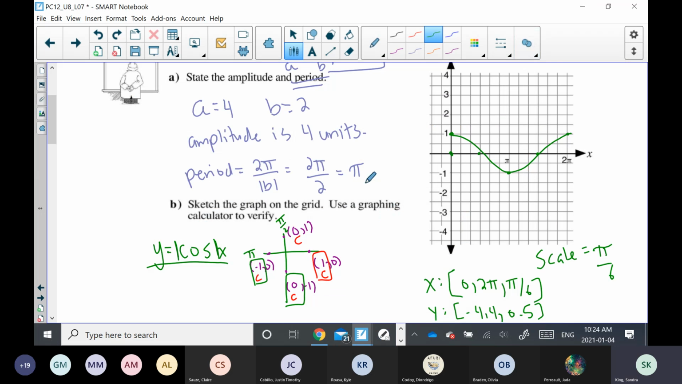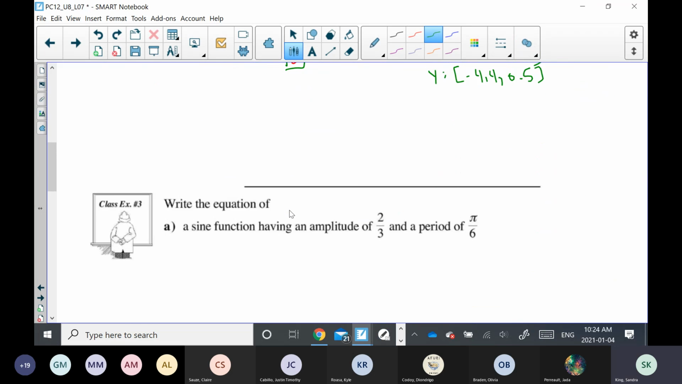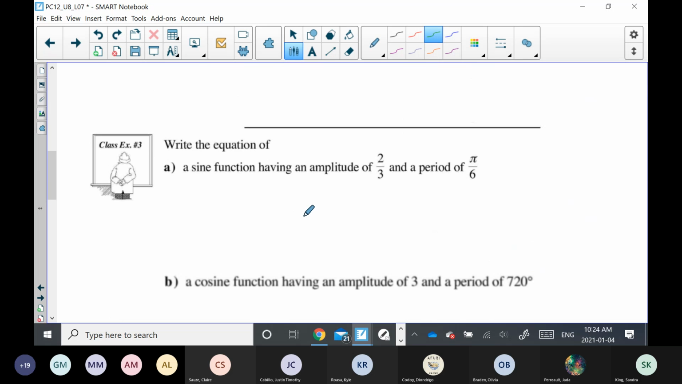Okay, let's do class example 3. Before we do class example 3, we're going to be writing equations. So let's write the general form: a sine b of x. Write the equation of a sine function that has an amplitude of 2/3. Amplitude is super simple. Whatever the amplitude is, that's your a value.